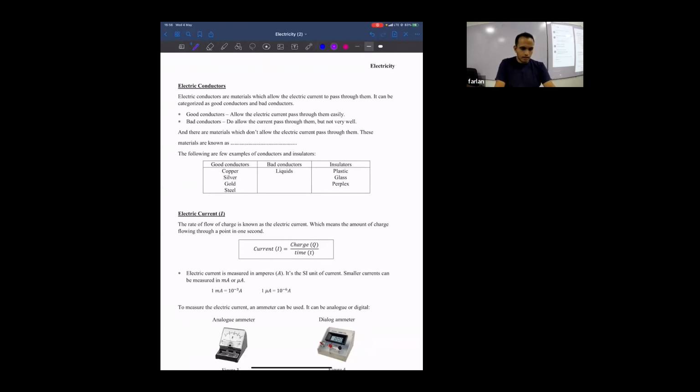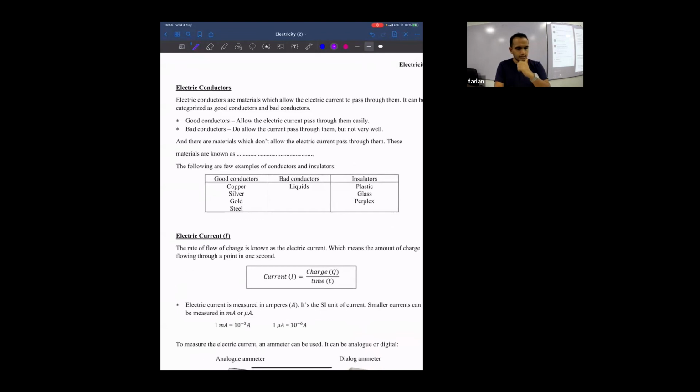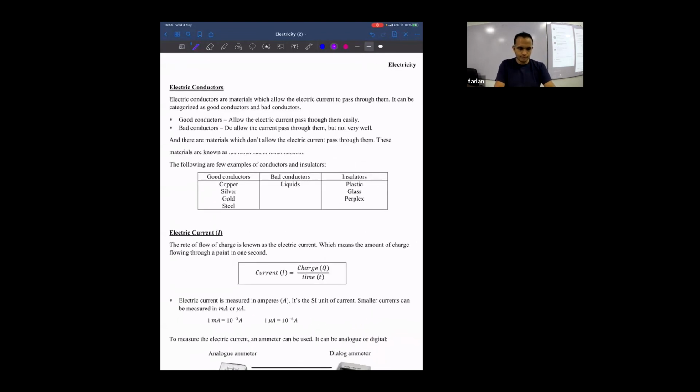The next page, electric conductors. Electric conductors are materials which allow the electric current to pass through them. They can be categorized as good conductors and bad conductors.